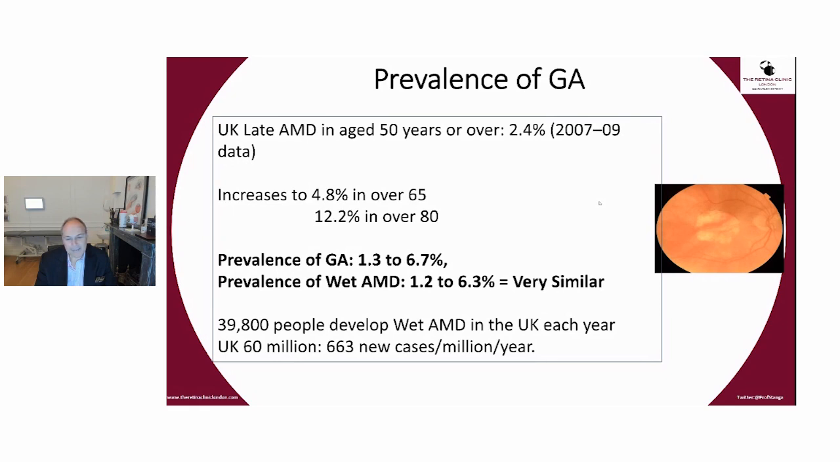39,000 people develop wet AMD in the UK each year. If we consider the population of the UK to be 60 million, that is 663 new cases per million per year.